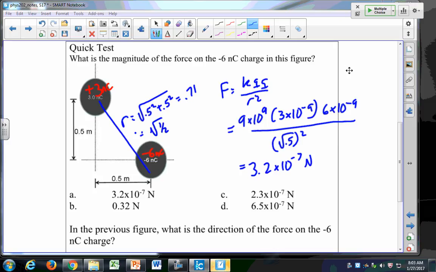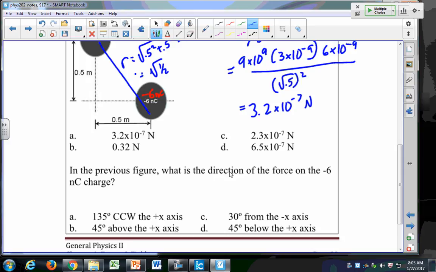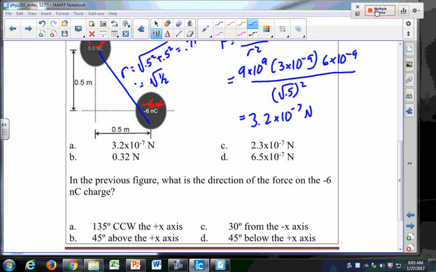Make sure that you can solve for these forces. This is just a small part of the bigger free-response problem that you'll have on your test. Now let's try to find the direction on that charge. What is the direction of the force on the -6 nanocoulomb charge? Be careful, look at the axis designations. Make sure that you're measuring your angle correctly.